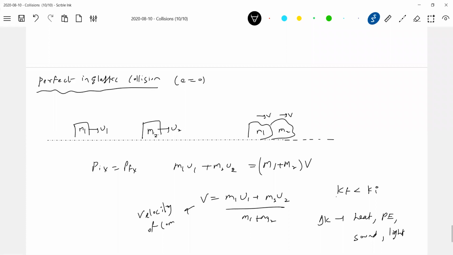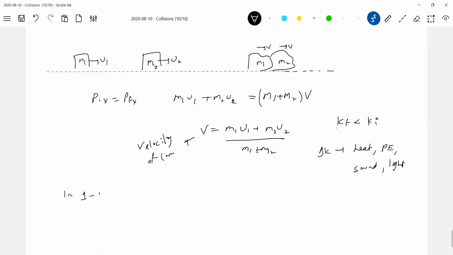Perfect inelastic. And there's no rule that for E equal to 0, the bodies should stick to each other. When we go for two-dimensional collision, you can see that though they collide, they don't stick to each other. In one-dimensional collision, they must stick to each other. So in 1D collisions, for E equal to 0, the bodies will stick together.